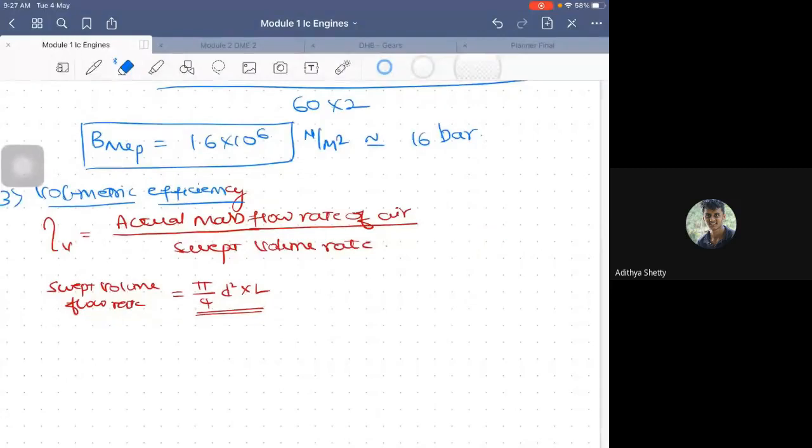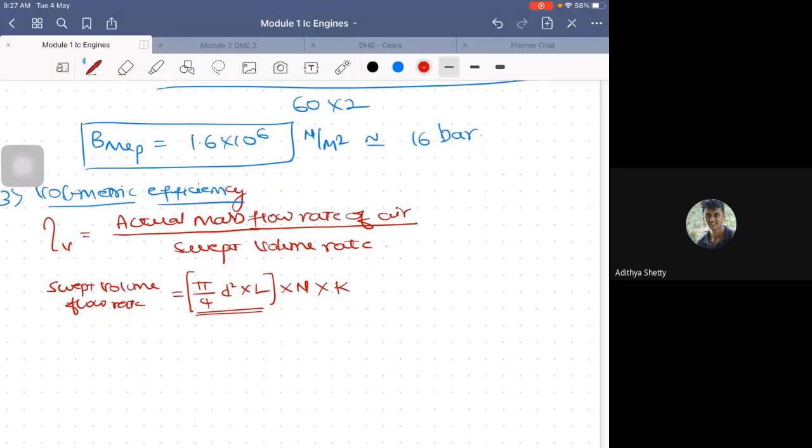So this is swept volume. Now what I'll be doing is I'll be multiplying this swept volume by speed so that I could get the rate at which the air is moving inside the cylinder. And I would also multiply by the number of cylinders, which is 4. I will just write K now.